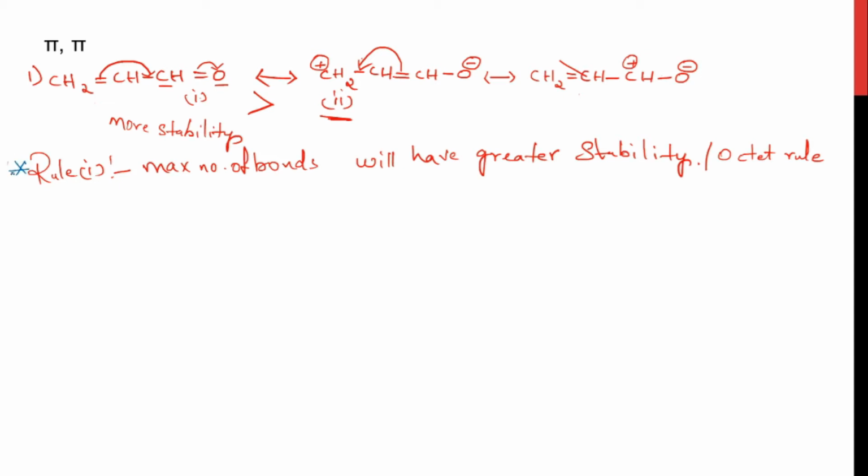We are going to discuss 3 more rules. While writing resonating structures for other examples, we will be discovering the other 3 rules. Okay, we'll do the second example. Now, here also oxygen.